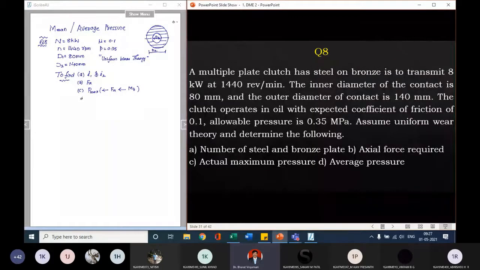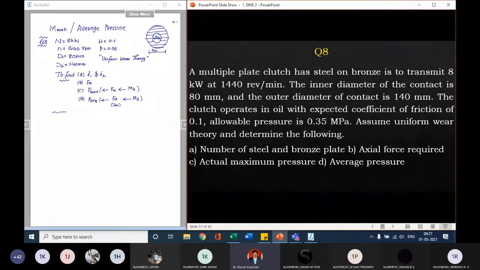Now he says D, the average pressure. This average pressure will use FA, but instead of D1 we will be using DM. Then FA will be found by MT. This is the process which we will be following to find these pressures. Now these are the things which have been asked.